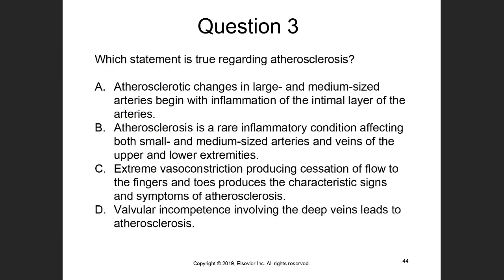And we have question number 3. Which statement is true regarding atherosclerosis? Okay. And remember, exactly, remember that atherosclerosis is in the large and medium size arteries, okay, right there. That's extremely important.